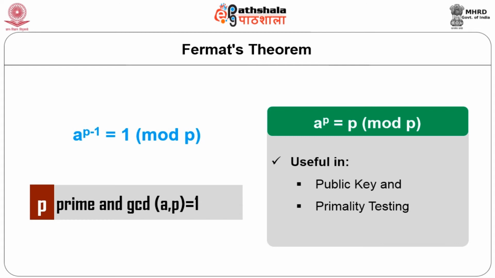Going ahead with Fermat's theorem, it says if we do a raised to p mod p, we would end up with a itself, provided p is prime and a and p are relatively prime, meaning that their greatest common divisor is 1. Fermat's theorem is useful in public key cryptography and primality testing. Further, we will go ahead with the Miller-Rabin algorithm for deciding whether a number is prime or not. We are going to use this property.